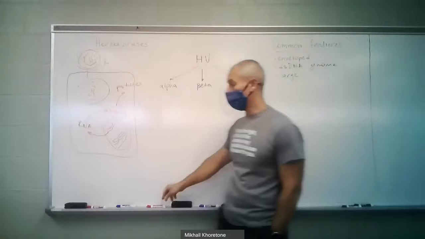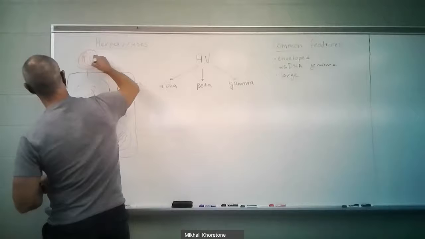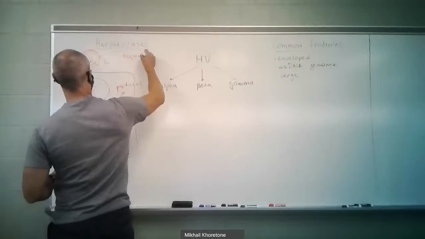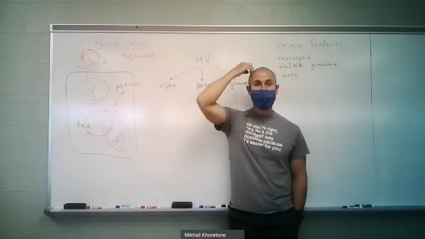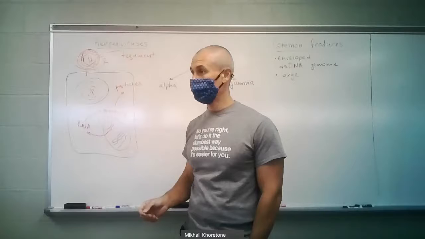Now, one little detail about herpes virus I just wanted to add. You see that space between the capsid and the envelope? Right here. This space is called the tegument. Tegument is an assembly of viral proteins that are necessary for the very first moments of infection. They are already made. They are essential for the virus to establish the infection. We're clear? Good? Okay.